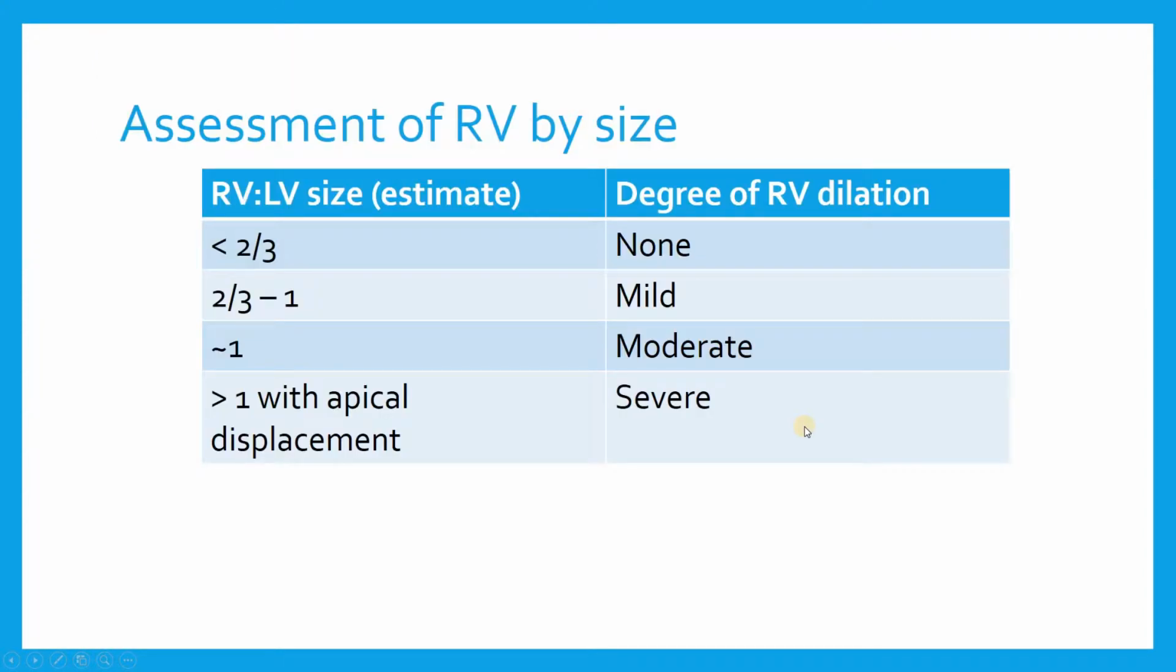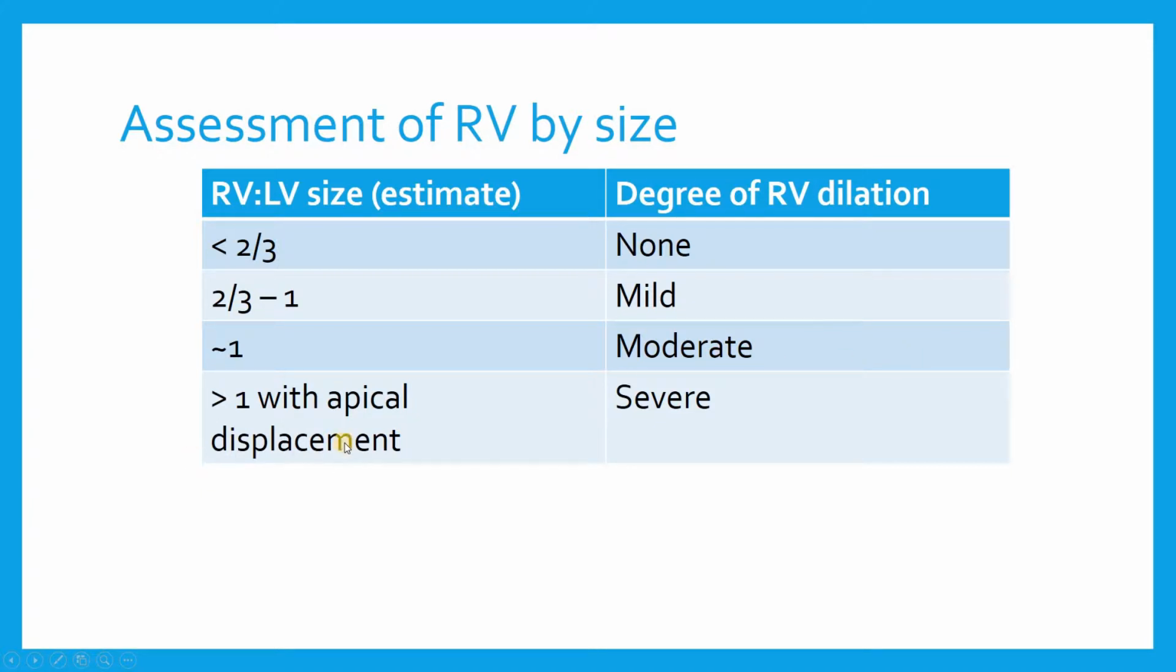So when we're talking about assessing RV size, depending on where you look, these are general guidelines as to whether or not RV dilation is present. If the right ventricular to left ventricular size ratio is less than 2/3, that's normal. There's no RV dilation. If that ratio is somewhere between 2/3 and 1, it's mild. Once the RV is about the same size as the LV in an apical four-chamber view, then we're talking about moderate RV dilation.